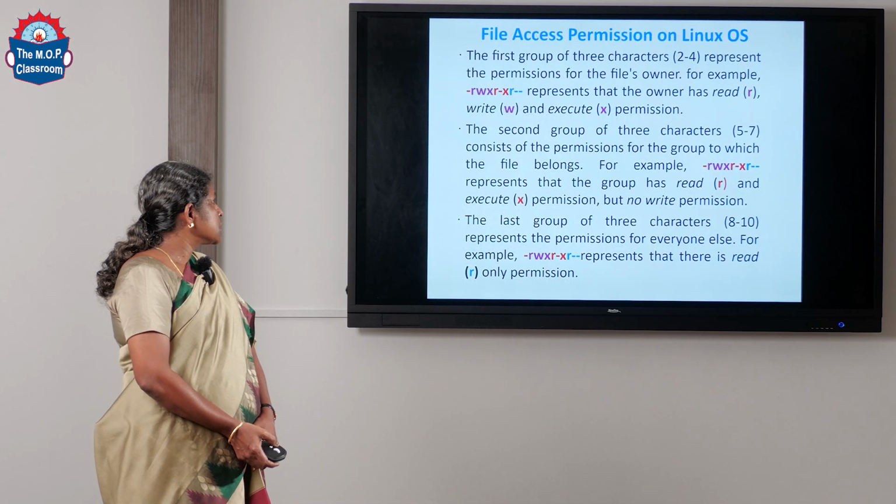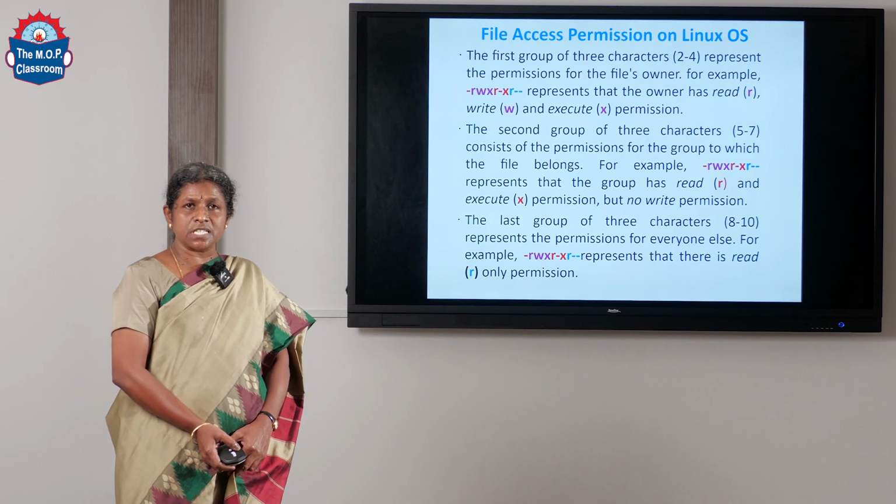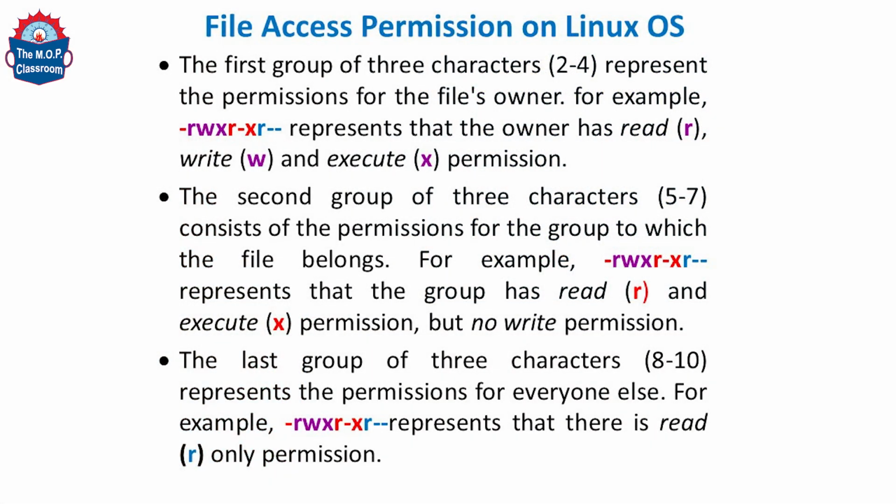If you see in this example, the first hyphen represents that the test file is an ordinary file. The next 3 characters, given in violet, represent the read, write and execute permission of the owner. That is, the owner can read the file, write into the file, as well as execute the file. Which file? It is the test file.